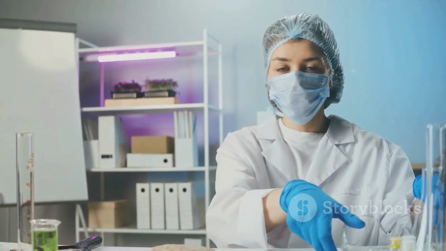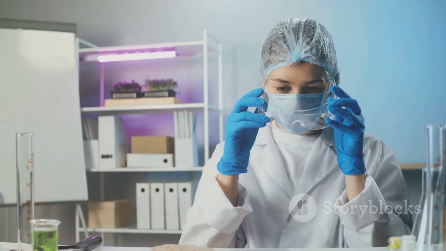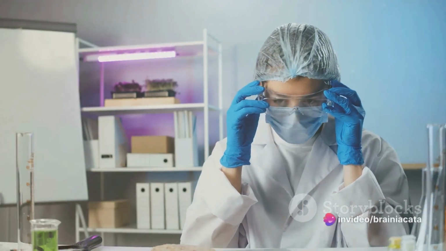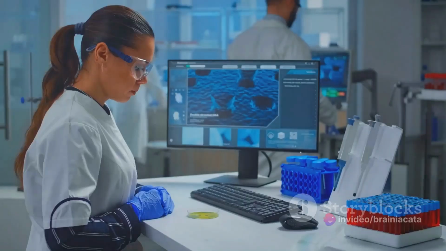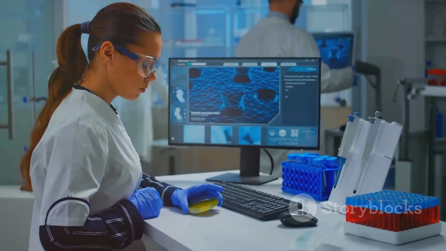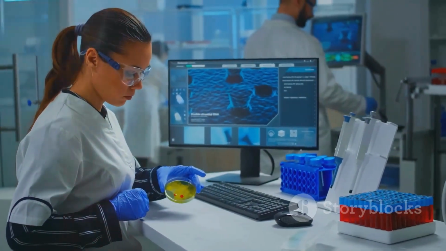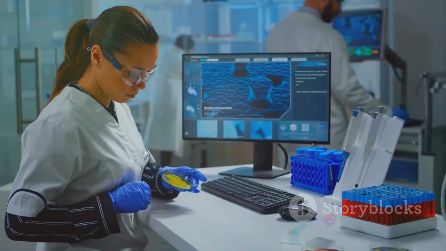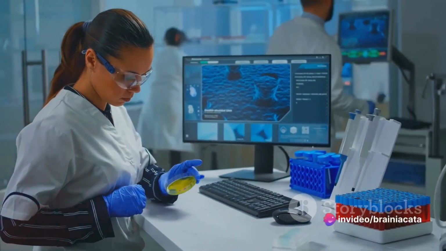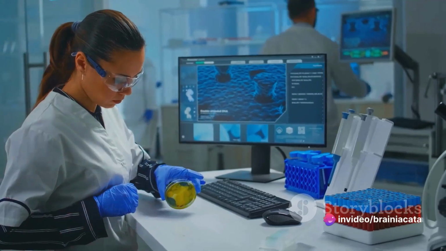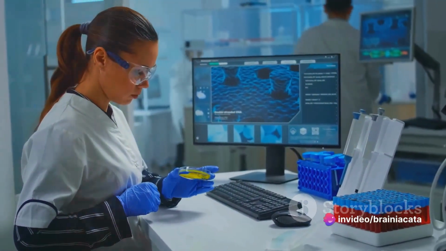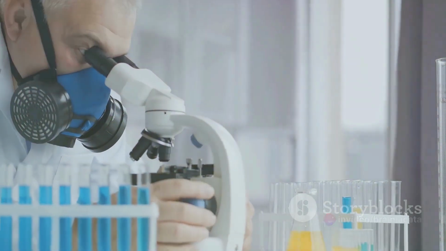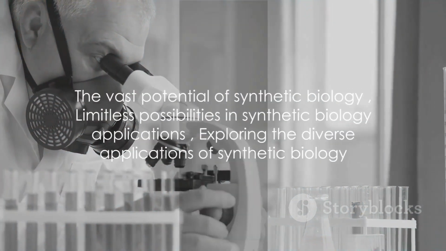In addition to these, synthetic biology also holds immense promise in the medical field. For instance, researchers are working on designing bacteria that can detect and kill cancer cells in the body. This could revolutionize cancer treatment, making it more targeted and less harmful to healthy cells. Furthermore, synthetic organisms could potentially be used to produce life-saving drugs or vaccines more efficiently and at a lower cost than traditional methods. These examples are just the tip of the iceberg.